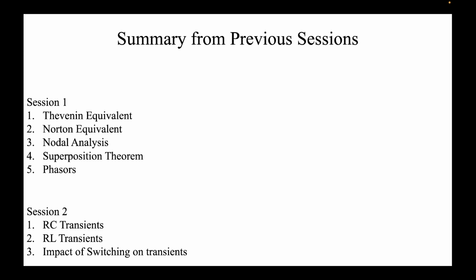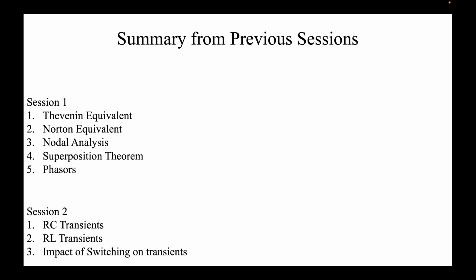In the previous two sessions, in session 1 we talked about Thevenin and Norton equivalence, and based on our ease we switched from Norton to Thevenin and vice versa. Then we solved a few problems regarding node analysis, that was primarily your KCL and KVL. Then we saw a few instances where we use the superposition theorem to arrive at the required voltages or currents. And finally we saw a bit of phasors, which are nothing but how to express sinusoidal steady state voltage or current in terms of complex numbers.